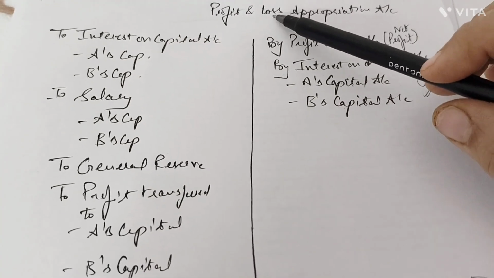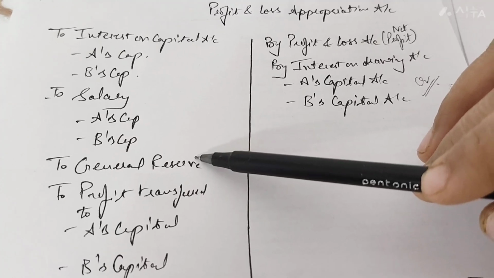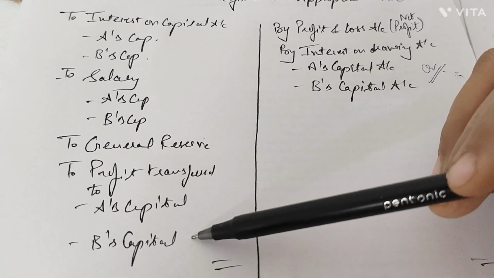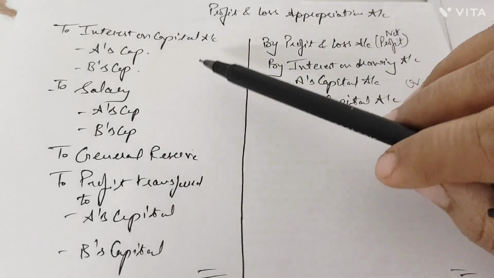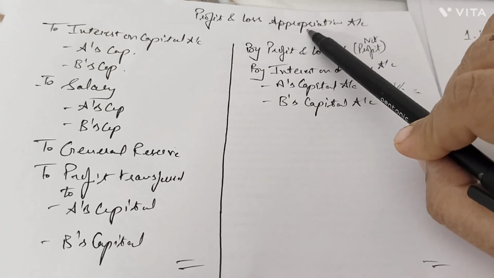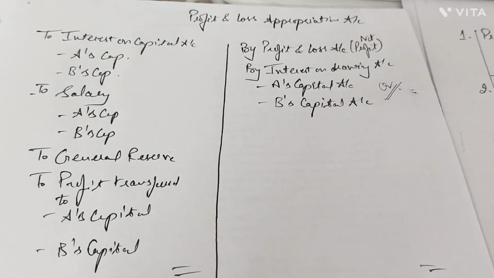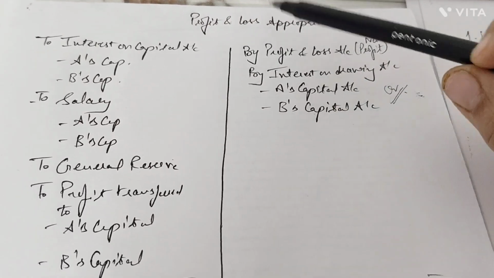So if there is any sum transferred to general reserve, that is also an appropriation and will appear here. The leftover profit will be transferred to the partners in their profit sharing ratio. You know how to prepare the P&L appropriation account, that I have discussed earlier also. Now coming to the journal. So first of all, we have transferred the profit.